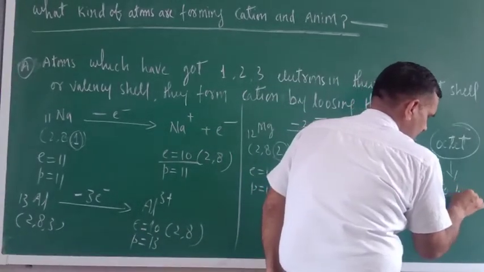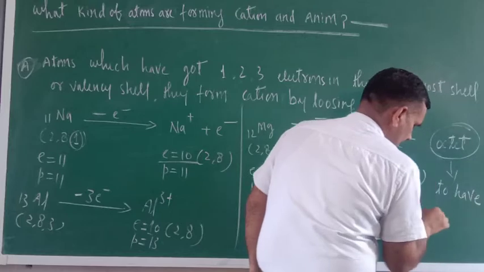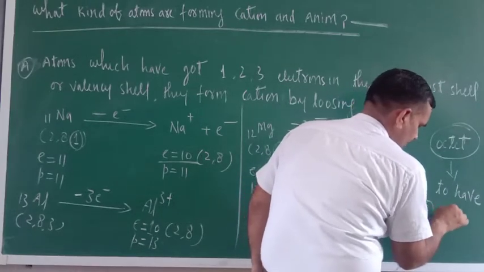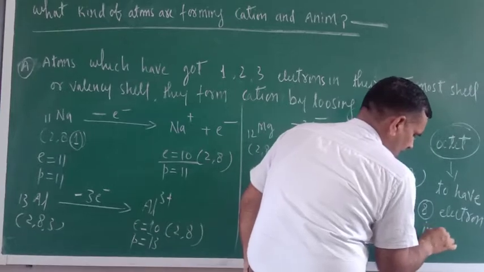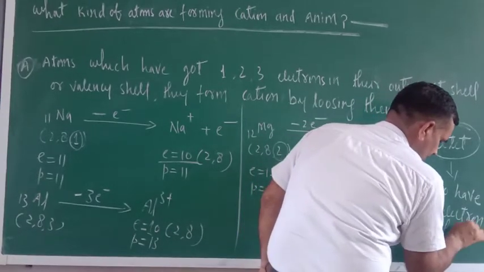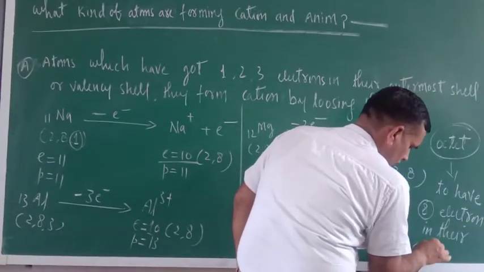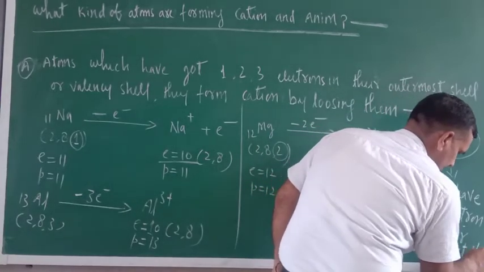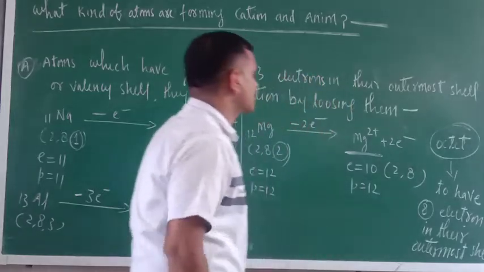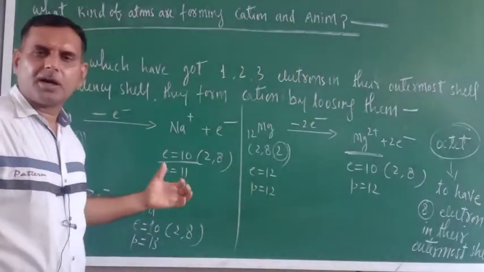What is this one? To have 8 electrons in their outermost shell. Outermost shell. That is called the octet rule. So this is everything I taught.